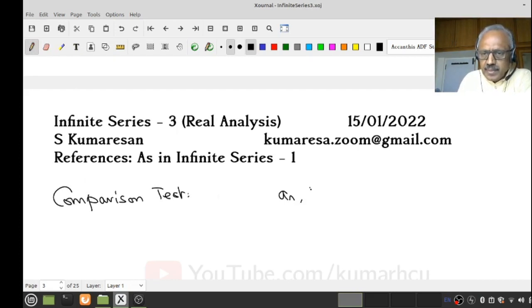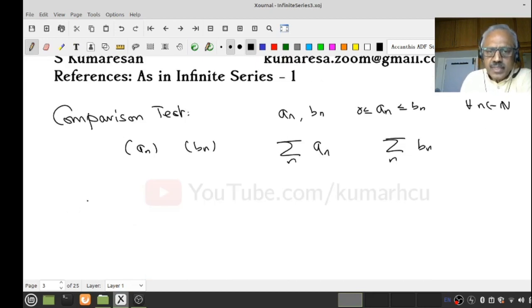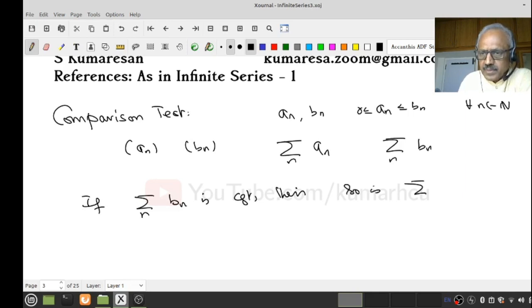So suppose an, bn are non-negative, with 0 less than or equal to an less than or equal to bn, for all natural numbers n. Now this is the sequence. I have an, bn, then I have the associated infinite series summation an and summation bn. What we concluded was, if summation bn is convergent, then so is summation an, the infinite series an converges, and we can assert something more.